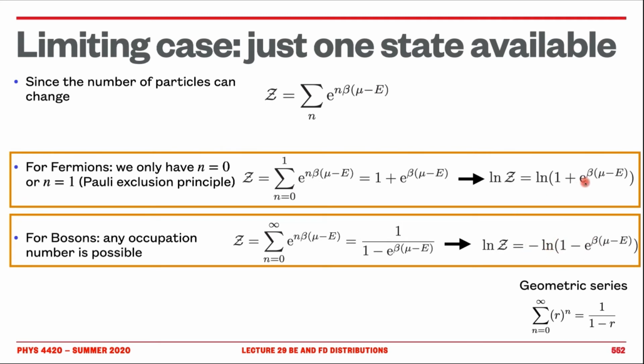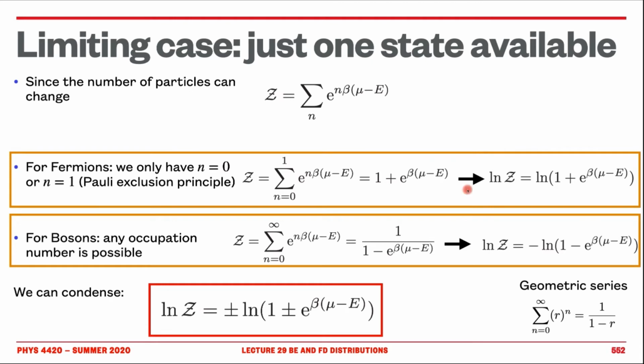What's nice about this is that even though fermions and bosons have vastly different behavior in terms of statistics, the formulas are similar. I mean, they are different, but similar. Therefore, we can condense all the results by writing it this way. And it's very clear when we do this that the plus sign is going to be for fermions and the minus sign is going to be for bosons. And we have this result here.